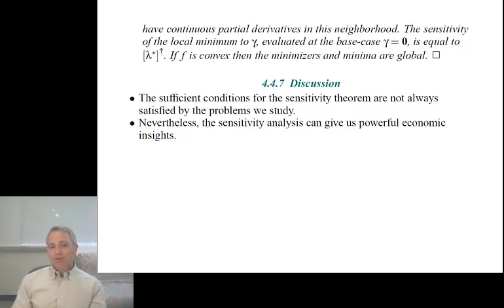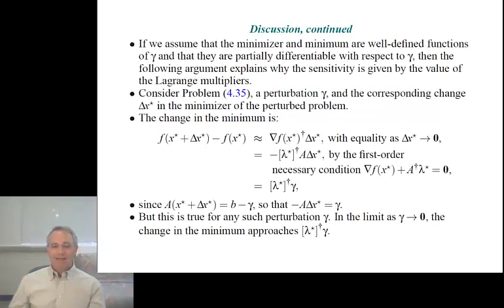The conditions for the sensitivity theorem to hold are not always satisfied by the problems we study, but nevertheless, sensitivity analysis can give us very powerful insights. Part of the difficulty in proving it is to prove that indeed the minimum exists and that the minimizer exists and is partially differentiable. But if we assume that they are, in other words, we assume that for various values of gamma, the minimum and minimizer of the problem are well defined and that they are partially differentiable, then we can see why the sensitivity is given by the Lagrange multipliers.